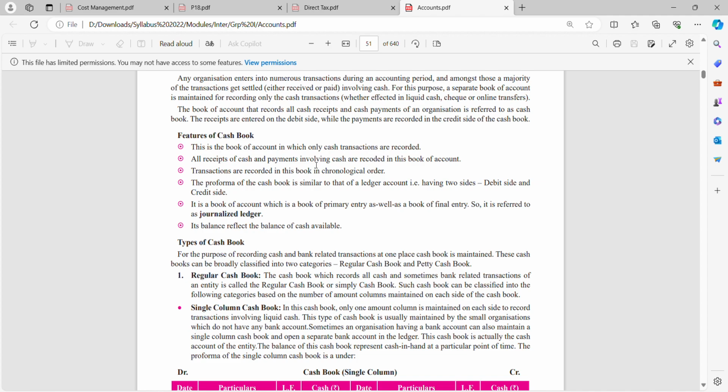In this cash book, only one amount column is maintained on each side to record transactions involving liquid cash. This type of cash book is usually maintained by small organizations which do not have any bank account. Sometimes an organization having a bank account can also maintain a single column cash book and open a separate bank account in the ledger. So we have single column cash book.